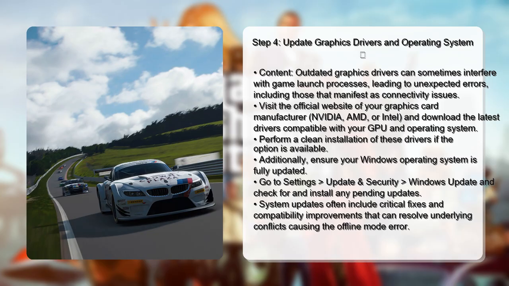Additionally, ensure your Windows operating system is fully updated. Go to Settings, Update and Security, Windows Update, and check for and install any pending updates. System updates often include critical fixes and compatibility improvements that can resolve underlying conflicts causing the offline mode error.